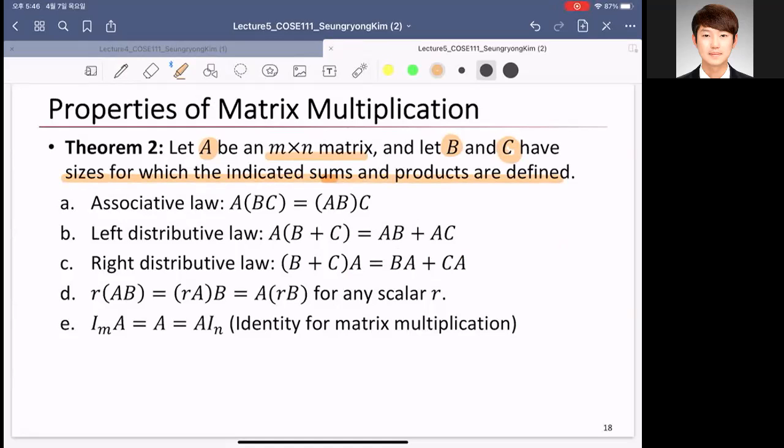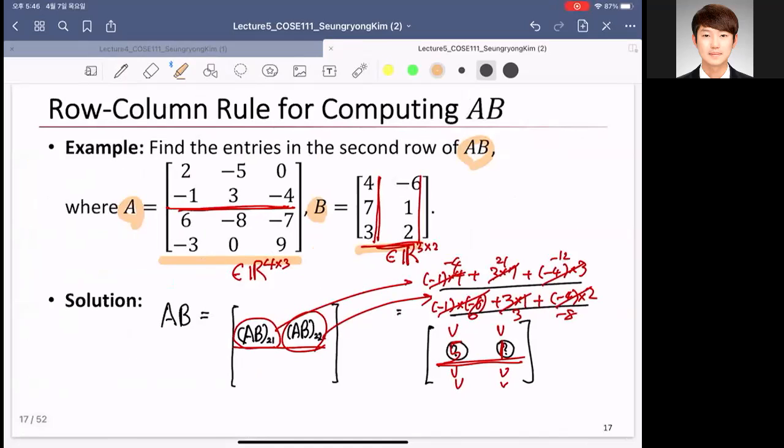By the way, we already know that to define the matrix product AB, the columns of matrix A should be the same as the rows of matrix B, right? We already discussed this one. This is a rule.